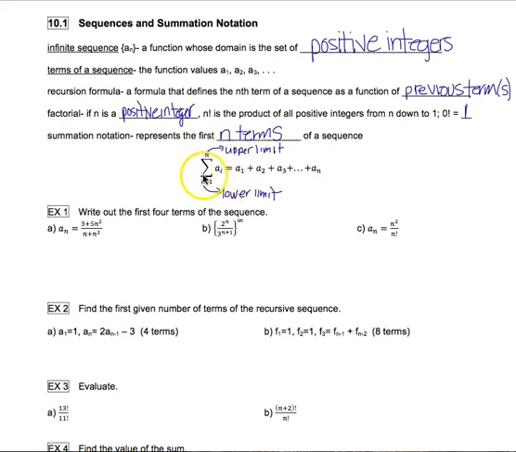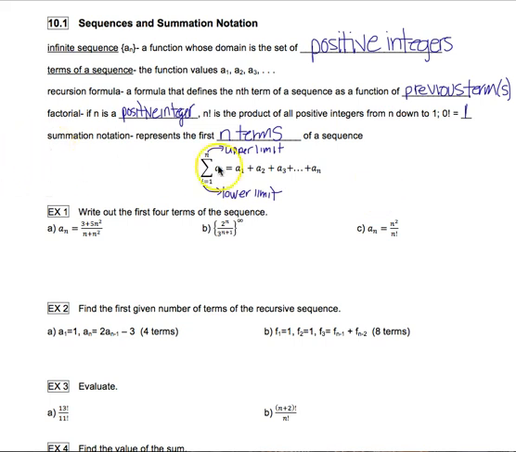And notice, summation, sum, means addition. We're adding all of the terms together. So that's what makes it a little bit different when we have a summation as opposed to just a sequence. A sequence, we just have the set of the values, so we've got commas between them. When we have a summation, we're adding all of the terms together.